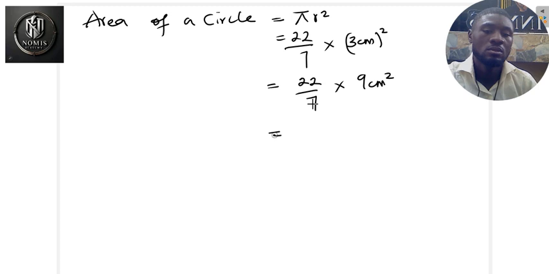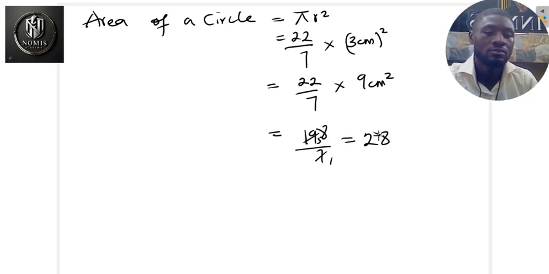So that gives 22 multiplied by 9. 9 times 2 is 18, remainder 1. 9 times 2 is 18 plus 1, 19, so 198 divided by 7. So divide 198 by 7. 7 in 19 is 2, remainder 5, we put it here, that's 58. 7 in 58 is 8, that's 56, because 7 times 8 is 56, remainder 2.